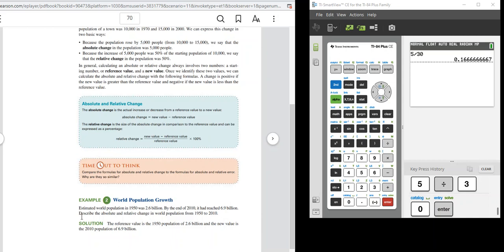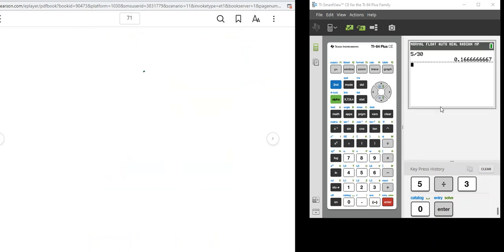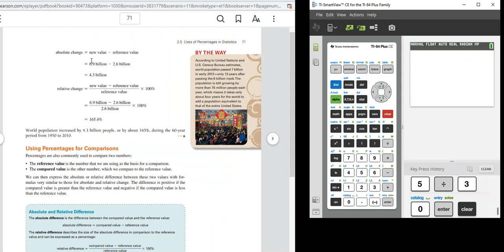Now, let's look down here at this world population. Estimated world population in 1950 was 2.6 billion. By the end of 2010, it had reached 6.9 billion. So from 2.6 to 6.9, how much absolute change was there? They're saying subtract those two numbers. 6.9 minus 2.6 is 4.3 billion. That's my absolute change. Well, what's my relative change?